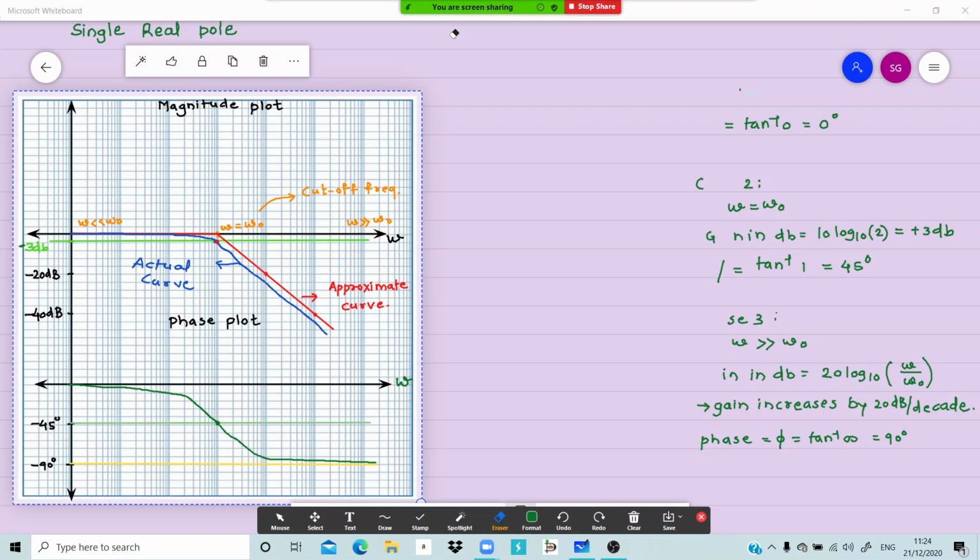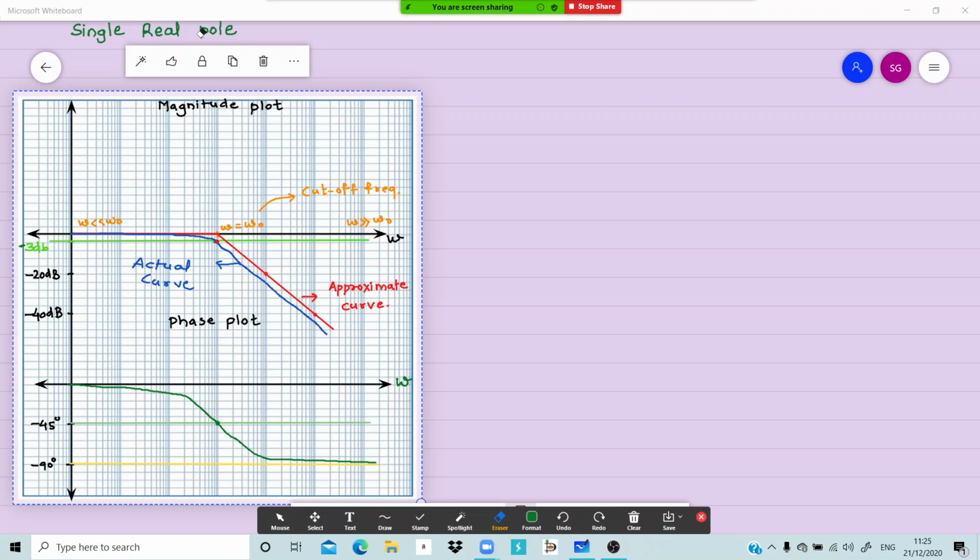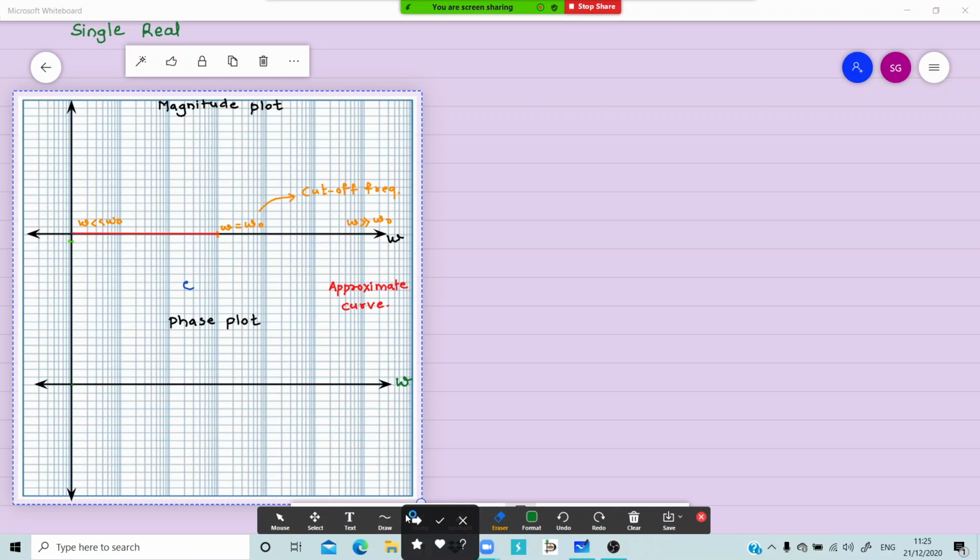So it is going to be a single real zero now. We are doing this for the zero, and all these things we require, but the curves we will not require. This plot also will be on the upper side because we got 45 and 90. So I'll shift this line over here.